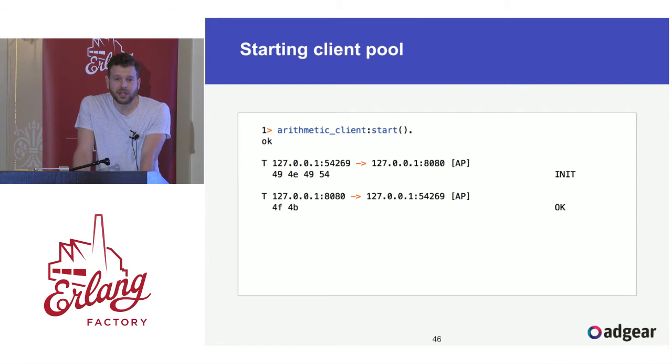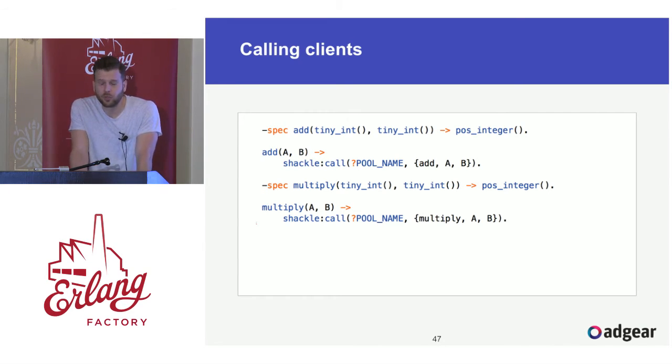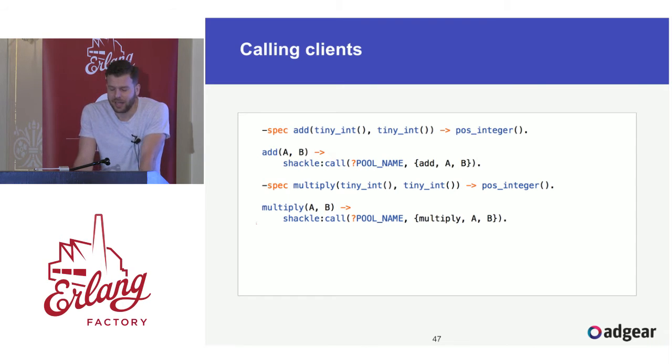If we do run this command, the start, what we see is that the setup was called. We sent init, we received OK. And now we actually want to do the fun part. We want to actually do an addition or a multiplication. All you have to do is call Shackle call, the pool name, and the actual operation you want to do. In this case, it's just add and the two operands. And it's the same thing for multiplication.